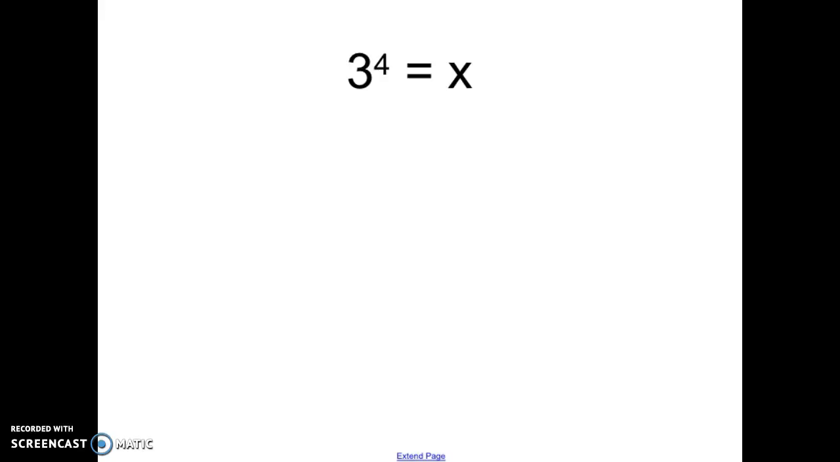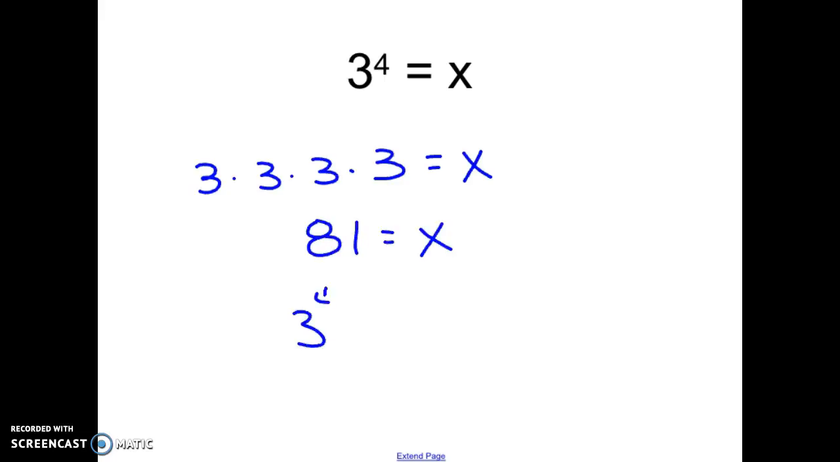Now, when it comes to exponents, let's look at this example. We got 3 to the 4th equals x. You sit there and go, I don't need radicals for that, and you're right. 3 to the 4th equals x means we can take 3 times 3 times 3 times 3, and that would equal our x. If we do our multiplication, 3 times 3 is 9, times 3 is 27, times 3 is 81. So we know 3 to the 4th equals 81. No radicals required, you were able to solve it no problem.